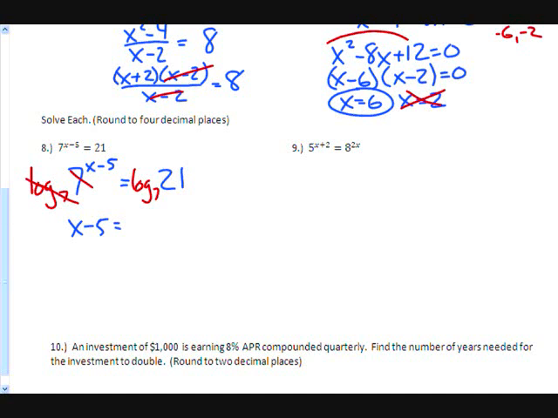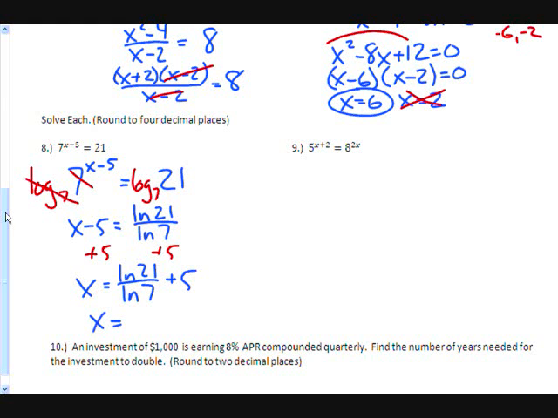Over here, log base 7 of 21, I have to use my change of base formula. That's the natural log of 21 over the natural log of 7. And to finish solving for x, I just have to add the 5 to each side. Okay, so when I do that, I get x equals the natural log of 21 over the natural log of 7 plus the 5. And this is now just a job for my calculator.